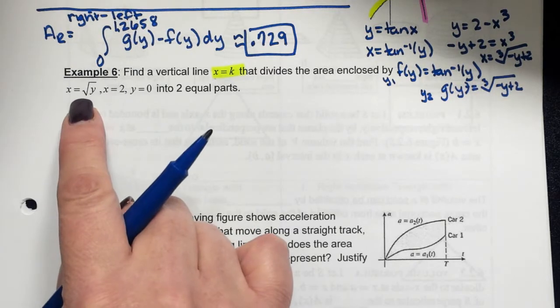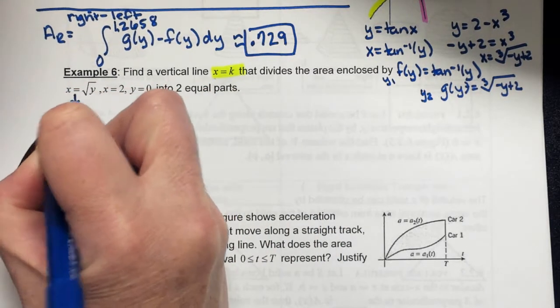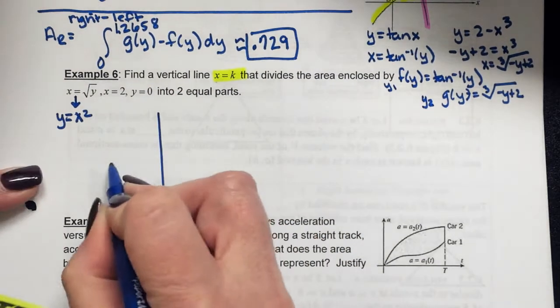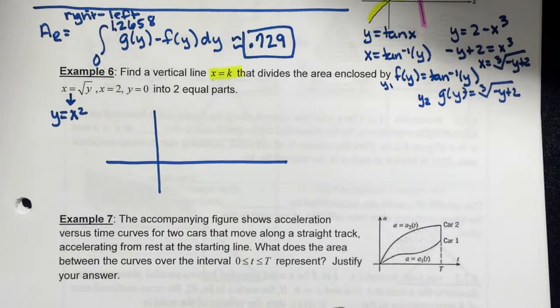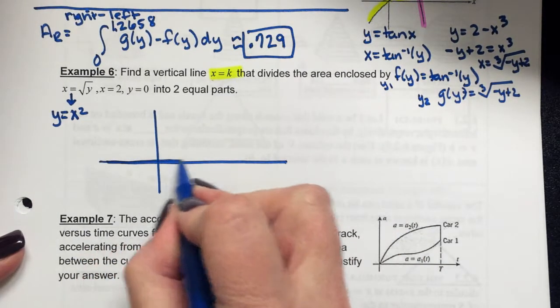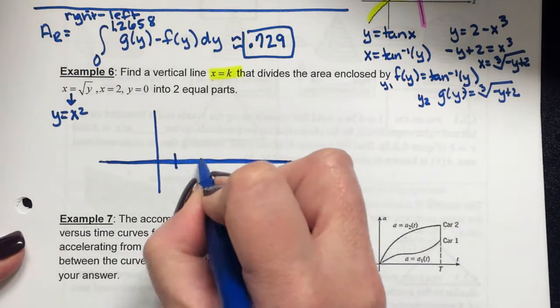Well, x equals square root of y. If I solve this for y, this is equivalent to what? Y equals what? X squared. So I'm looking at the graph of y equals x squared, from y equals 0, which is just the equation of my x-axis, to my vertical line x equals 2.